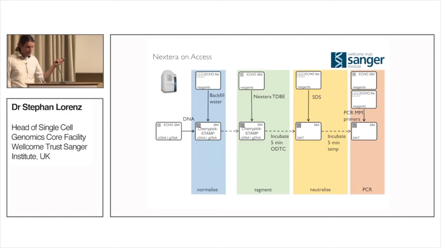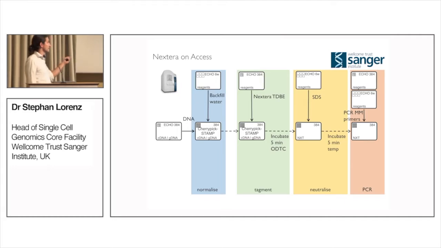This is how the process is done on the Echo Access platform. So there are many steps in here. Initially we take cDNA or genomic DNA and put this onto a straightforward PCR plate, backfilled with water. That's the first step. Then, again on the same plate, we transfer our Nextera enzyme, incubate for 5 minutes on the on-deck thermocycler, neutralize with STS, again same plate, incubate for 5 minutes, and then add PCR primers and master mix, seal the plate and park it.